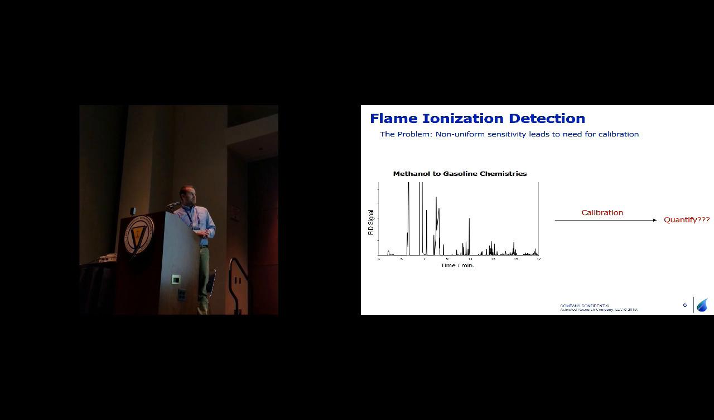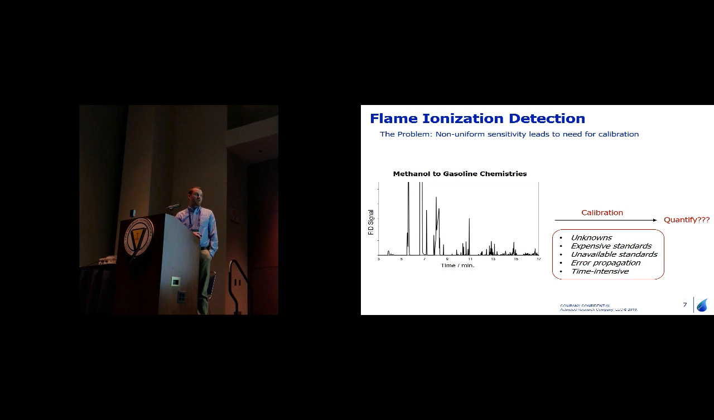So if you have a spectrum like this, which is from methanol to gasoline chemistries, you have hundreds, if not thousands, of different peaks, many different oxygenates or different heteroatoms. You need to calibrate this spectrum for each one of these different species to get an accurate quantification, to understand where your carbon is going, and that can be very difficult, or in some cases impossible. So there could be unknowns in this spectrum.